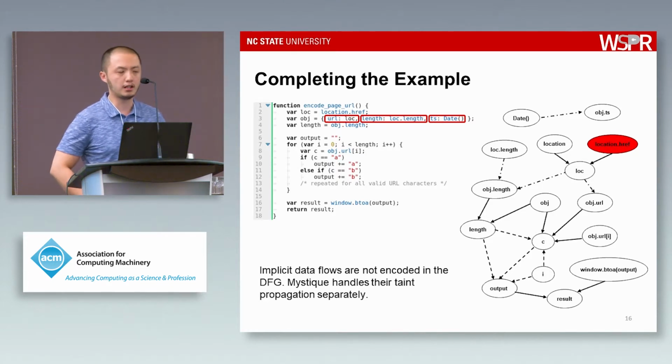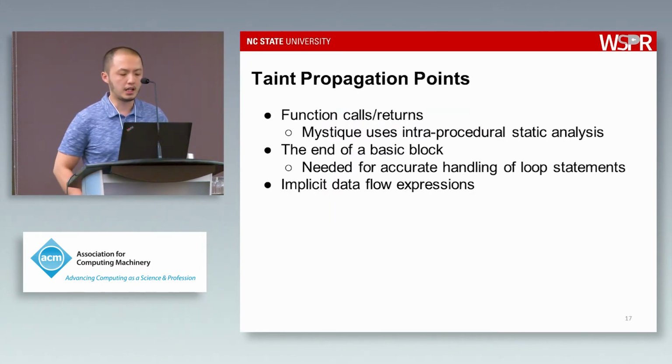Now, I want to point out that in our current implementation, we do not encode the implicit data flows into the DFG, and we handle taint propagation for them separately without using the DFG. So to propagate taint, we invoke our runtime taint propagation routine at critical points during the execution of the JavaScript source code. So first of all, we need to propagate taint whenever we encounter function calls and function returns, because currently the static analysis that we use is intra-procedural when we are building the data flow graph. And we also need to propagate taint at the end of a basic block. This is necessary because some basic blocks can potentially be entered more than once, which is the case inside loop statements. And each time the basic block is entered, the code might operate on the tainted values differently. And finally, we also propagate taint whenever we encounter implicit data flows.